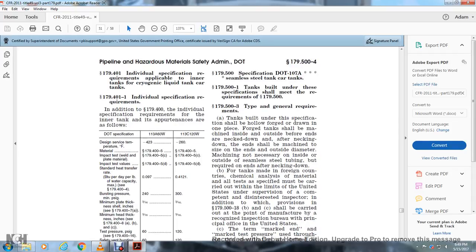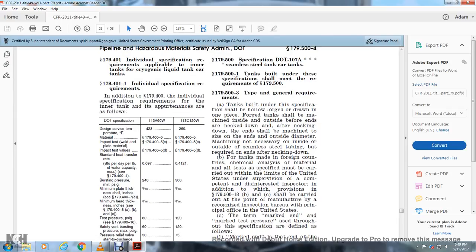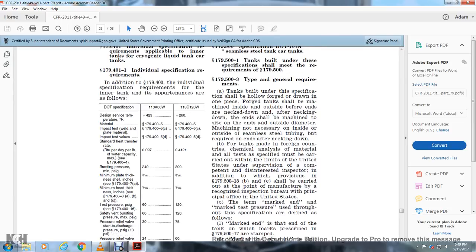For tanks made in a foreign country, the chemical analysis and material tests specified shall be carried out within the limits for the United States, with supervision by a competent disinterested inspector of the nation. The provisions of 179.518 B and C shall be carried out at the point of manufacture by a recognized inspection bureau of the principal office of the United States.